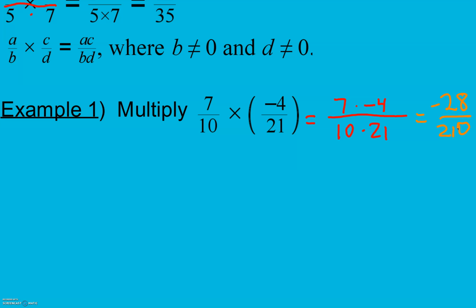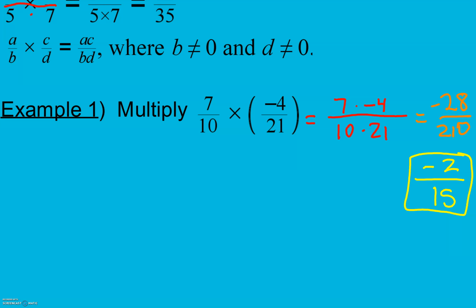So 7 times -4 is -28. 10 times 21 is 210. Then we look and see what goes into both. Well, our greatest common factor here is going to be 14. So -28 divided by 14 gives me -2, and 210 divided by 14 is going to give me 15. So I get -2/15.